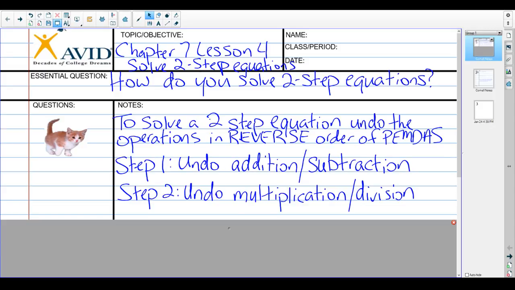We can start. Alright, Chapter 7, Lesson 4. Solve two-step equations. How do you solve two-step equations? That's our question for today. I need to get my paper. You need to get ready. So to solve a two-step equation, generally speaking, we undo our operations in reverse order of PEMDAS.